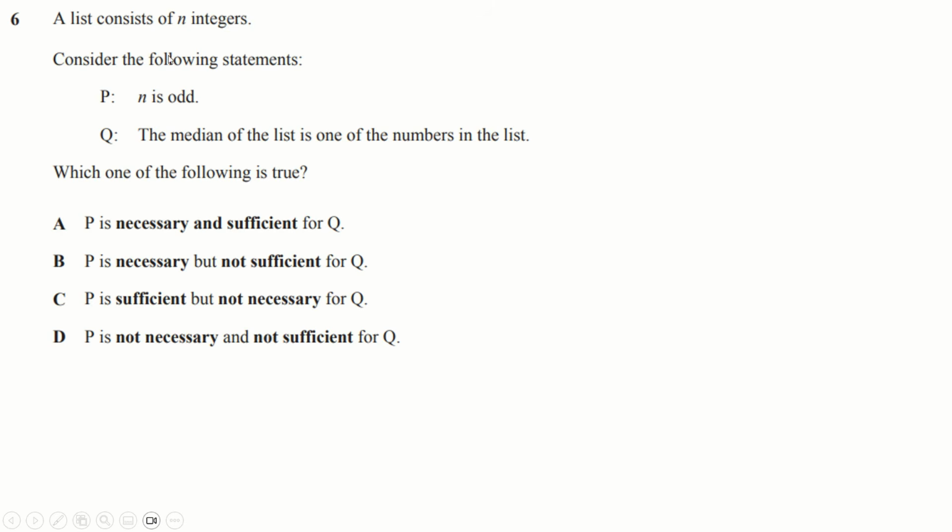Question 6 then, consider the following statements. The number is odd, the list of n integers, so the number is odd. The median is one of the numbers on the list. So let's just make this list. This is a list of n integers where n is 4. Now the median here is 2.